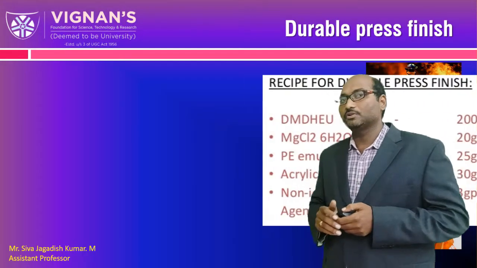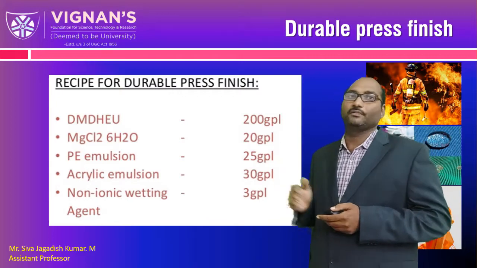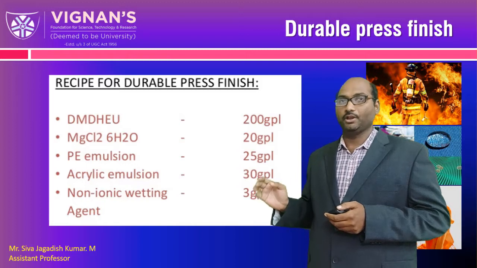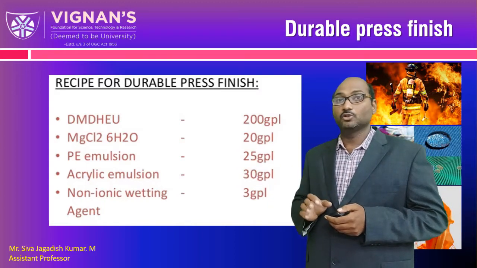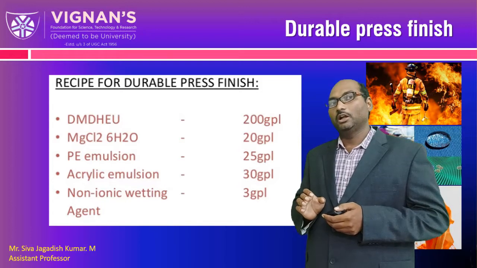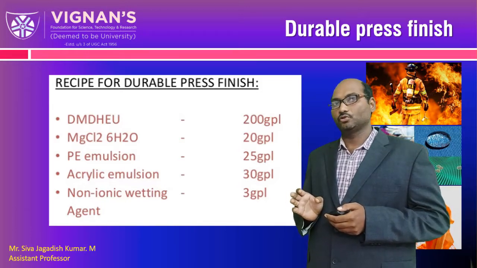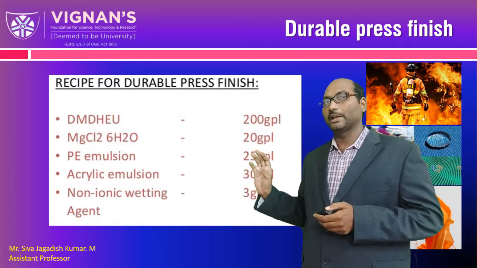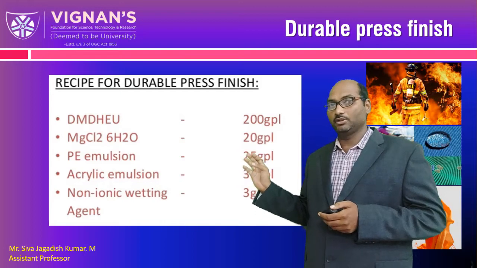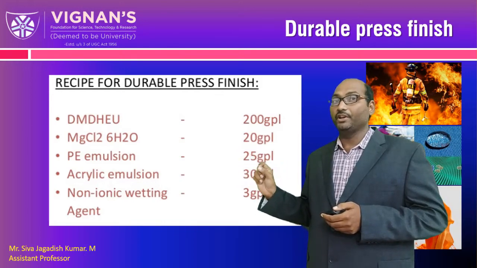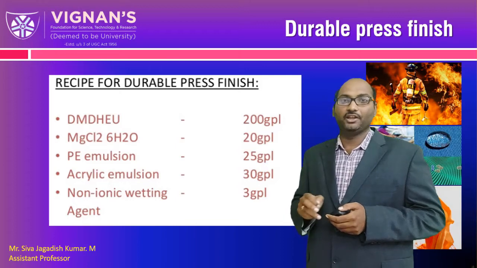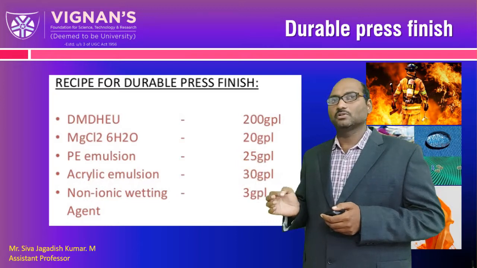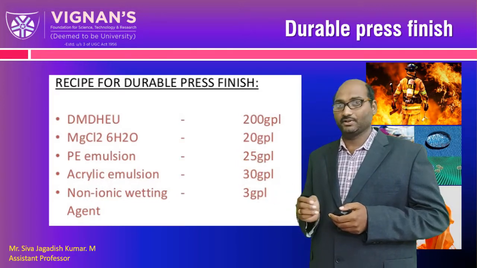So the common recipe which can be used for this durable press will be DMDHEU, dimethylol dihydroxyethylene urea, 200 grams per liter, that means 20%. Okay, and magnesium chloride, 6H2O, 20 grams per liter. Then polyethylene emulsion, 25 grams per liter. Then acrylic emulsion, 30 grams per liter. Non-ionic wetting agent, 3 grams per liter. So these are the chemical recipe which is commonly used for this durable press finishes.